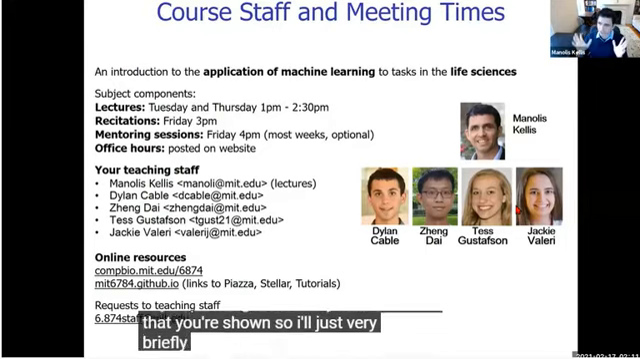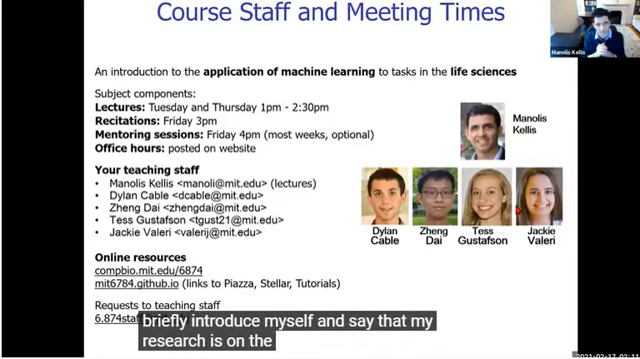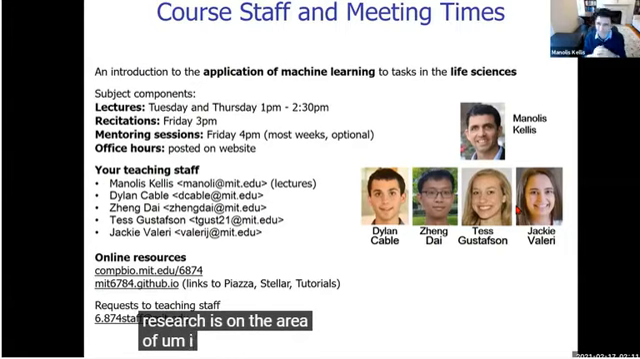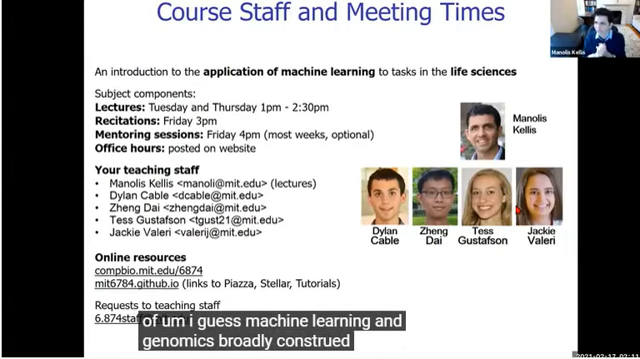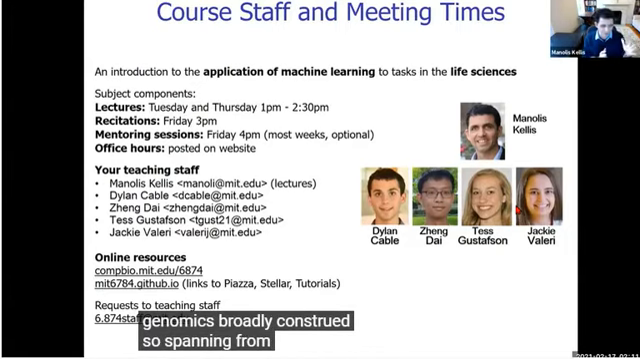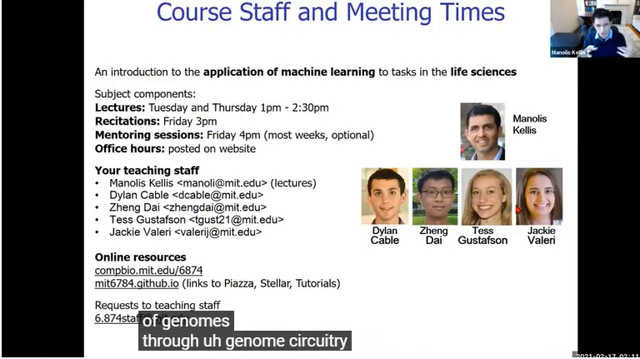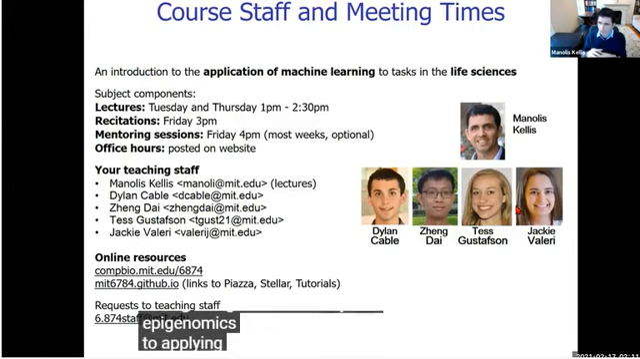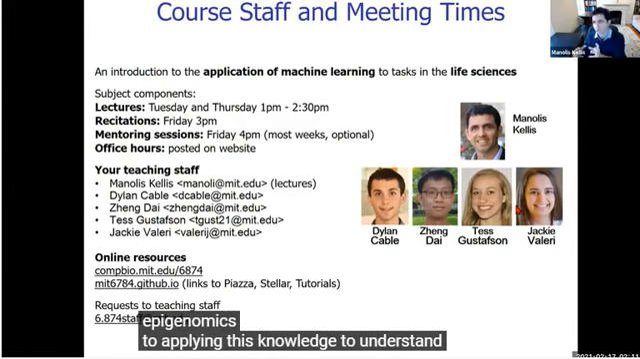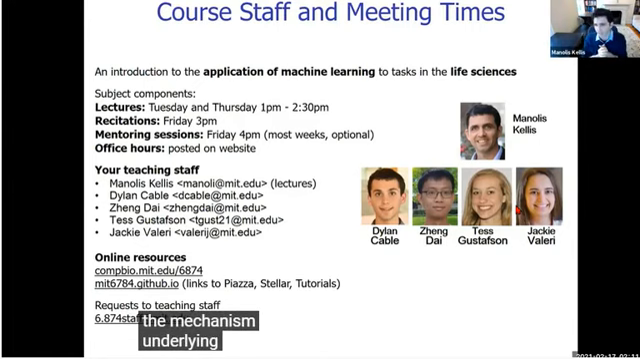So I'll just very briefly introduce myself and say that my research is on the area of machine learning and genomics, broadly construed. So spanning from basic understanding of genomes through genome circuitry and epigenomics to applying this knowledge to understand the mechanism underlying human disease. Dylan, quick intro.